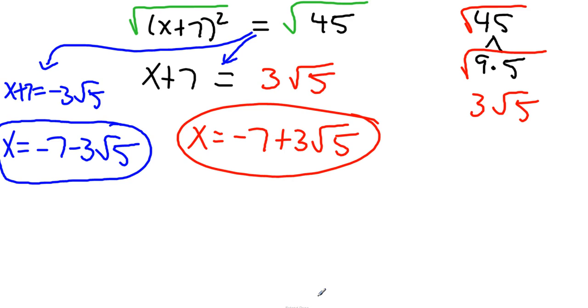So it's still that same thing of just making sure that you remember that when you square root that number, you're still going to get two answers. The 3 square root of 5, one time it's going to be positive, one time it's going to be negative.